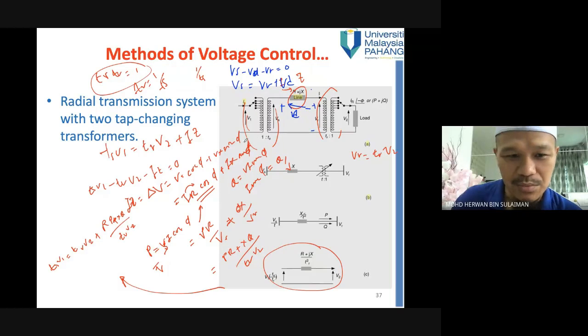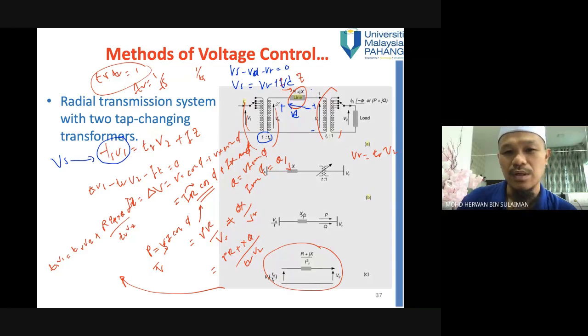Here Vs needs to be multiplied by the changed ratio. So we can say that Vs equals Ts times V1, and Vr equals Tr times V2. This one is your Vr, and your Vd is Iz, where the current flow is I.